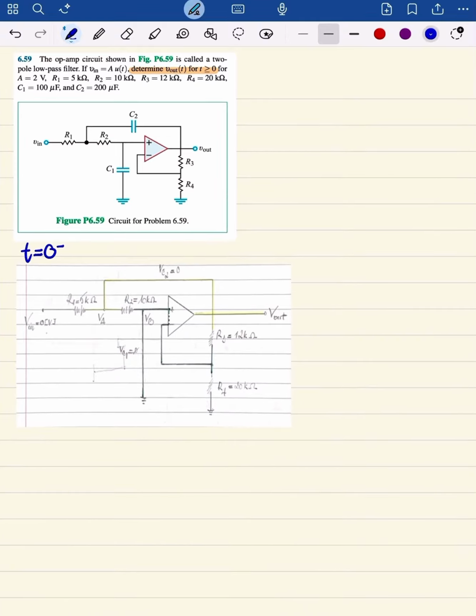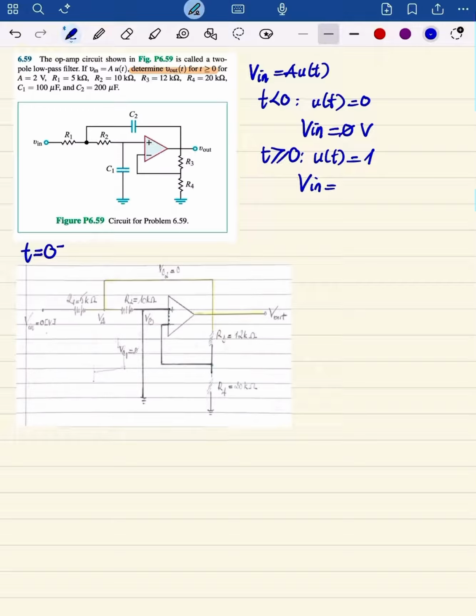But one more really important thing I forgot: the given V in is a u of t. So when I see that, I know that when t is less than 0, u of t is going to be 0, and my V in is going to be 0 volts. When t is greater than 0, u of t is going to be 1, and then my V in becomes 8, and it's actually 2 volts as given.